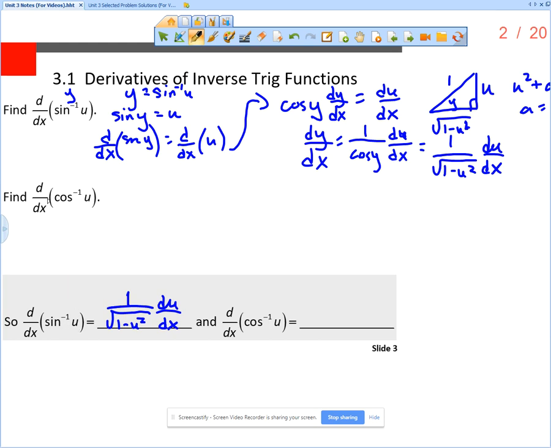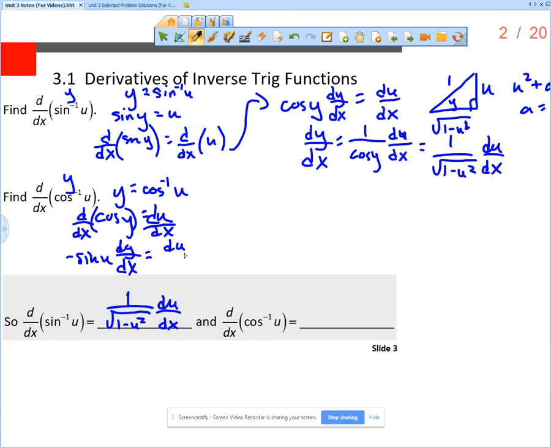All right, so now let's do the same thing for cosine. So once again, I'm going to let y equal the inverse cosine of u, which means that the cosine of y is equal to u. So now I'm going to take the derivative with respect to x of both sides. All right, so I have d dx of the cosine of y, and then du dx. All right, so what is the derivative with respect to x of the cosine of y? It is negative sine of y times dy dx equals du dx.